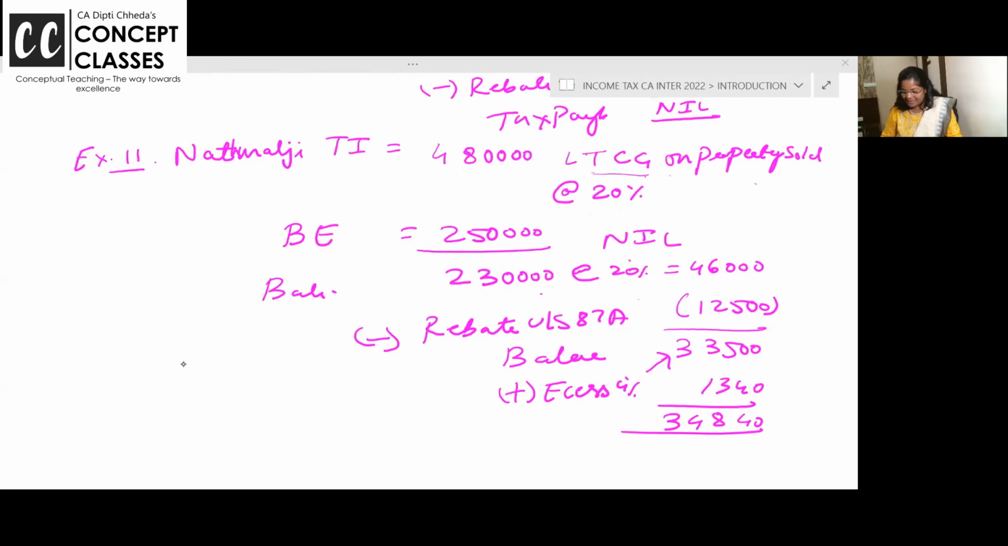Ma'am? Yes. Ma'am, here you have said that it is a flat, slab 20%. How do we find out whether it is slab or flat, madam? No, I have not taught you yet. Flat rates are only for the firm and the company. Individuals have to pay slab rate tax. But in the slab rates, special income may have a special rate.